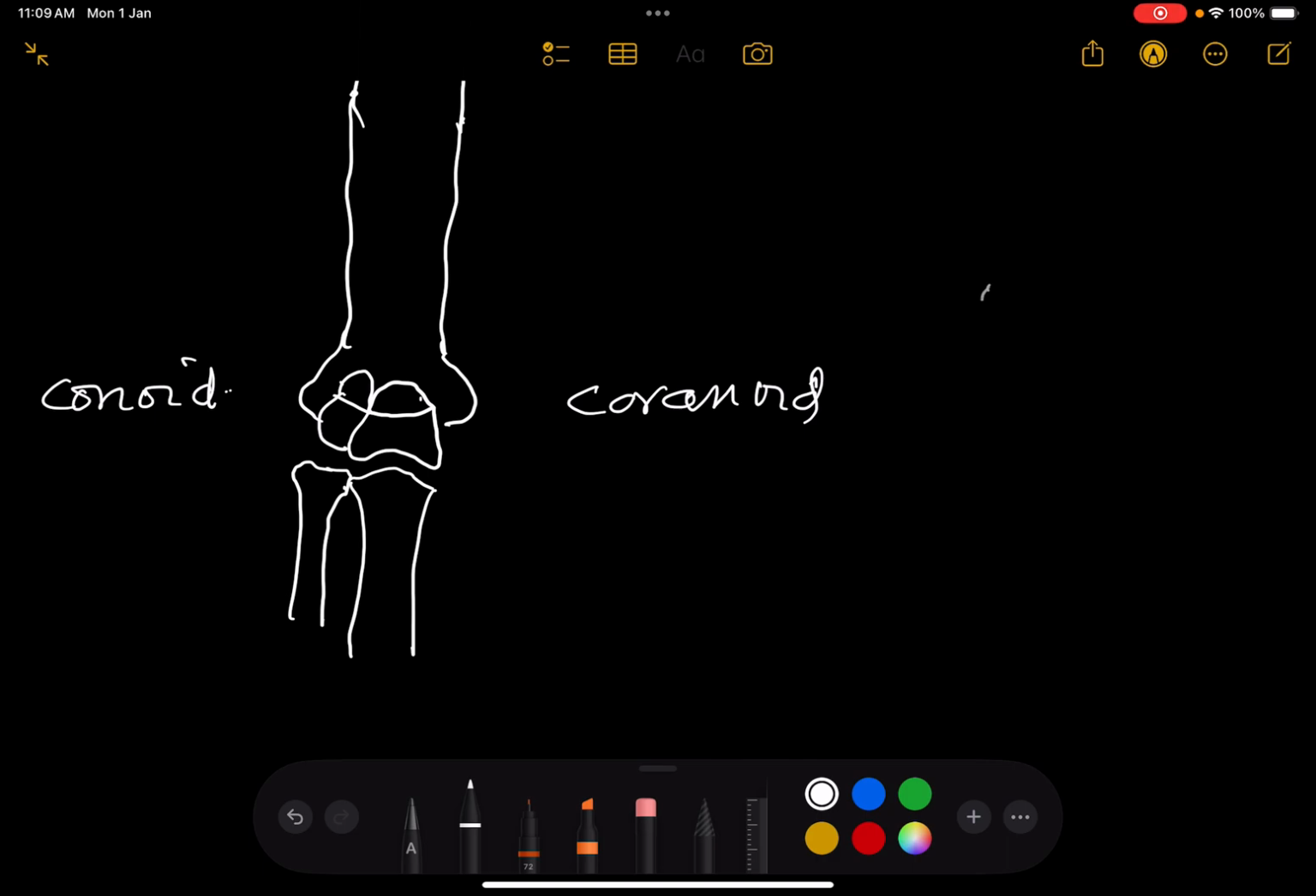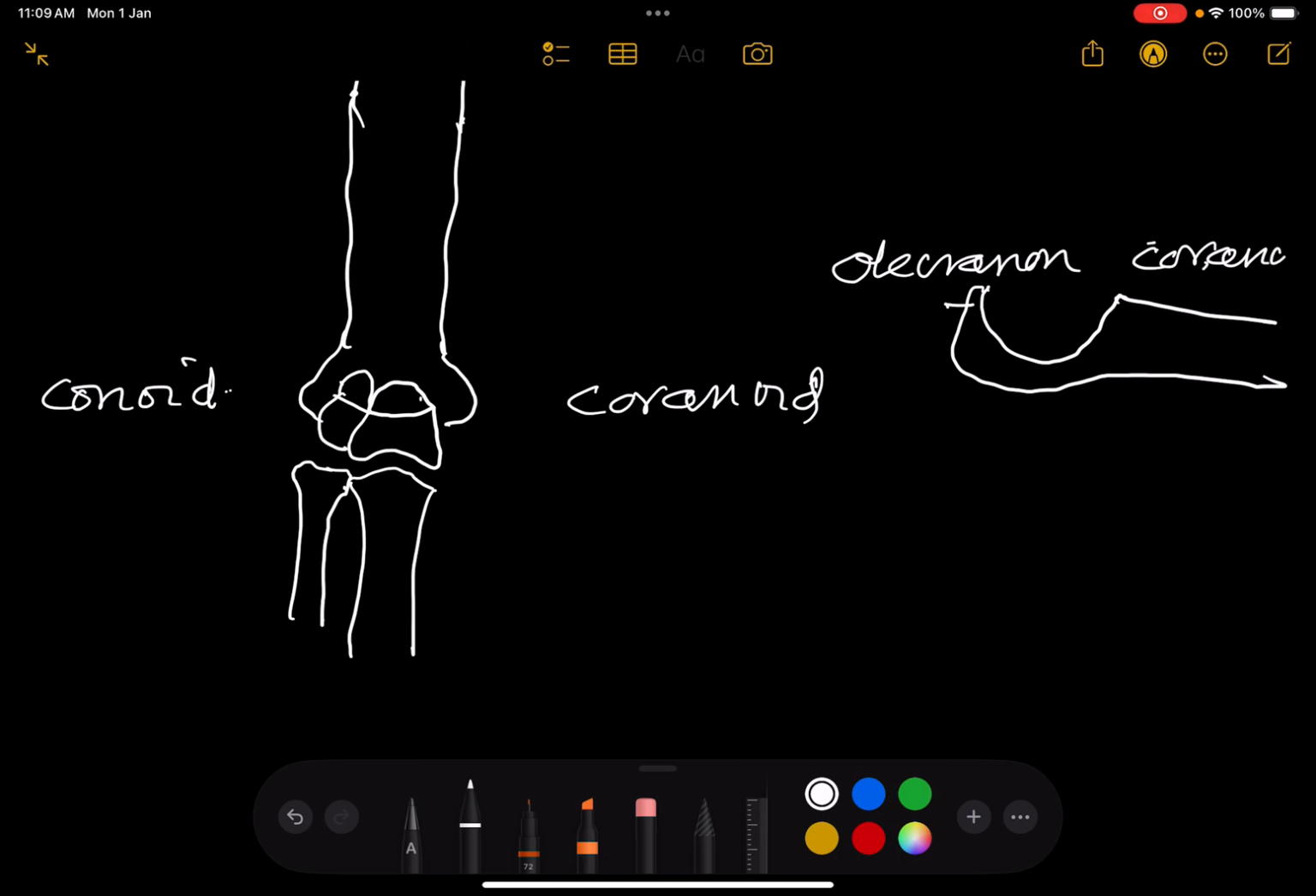If you want to see the ulna, this is the olecranon process, this is the coronoid process, you are seeing it from the side. This is the olecranon, and this is the coronoid. And the olecranon fossa is behind this, and the olecranon goes into this fossa to allow complete extension, and the conoid and the coronoid fossa allow increased degree of flexion. That's why the fossae.